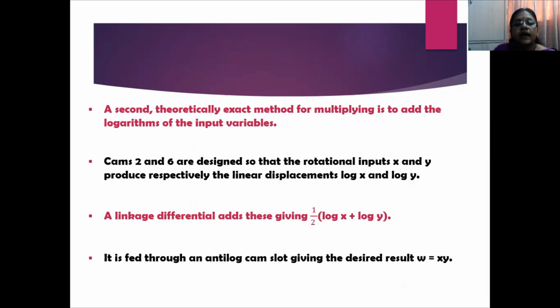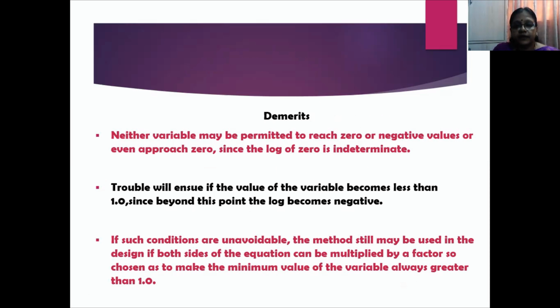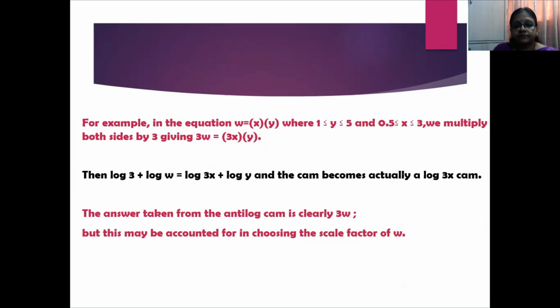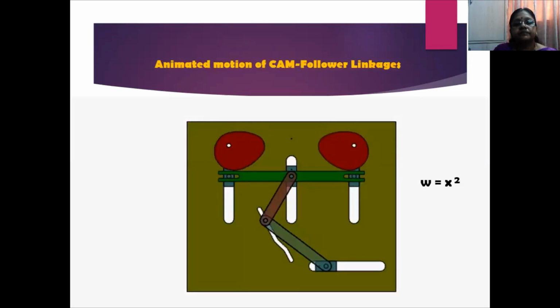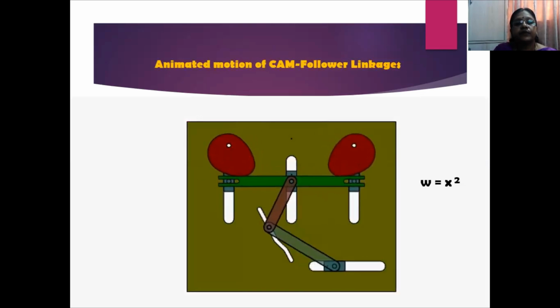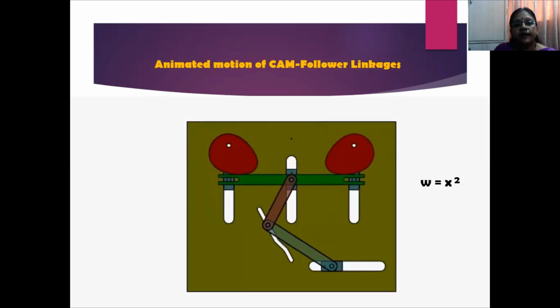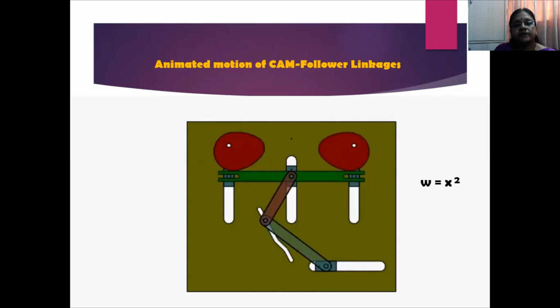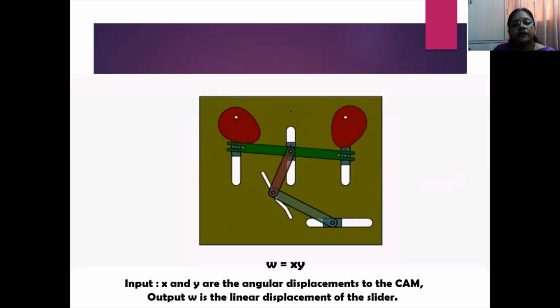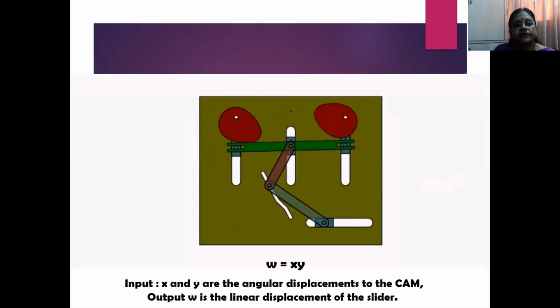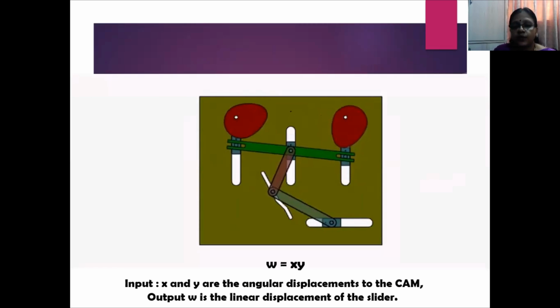You can see this pictorially in this particular mechanism. See, both the cams are having the same motion, X and X, then you can see they are different here. X, Y are different here. And you can see the sliders having a motion of X into Y.